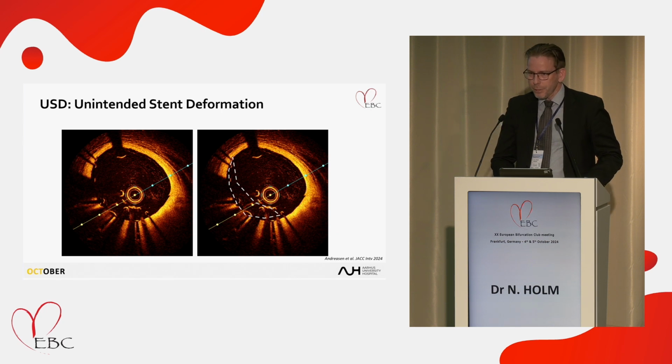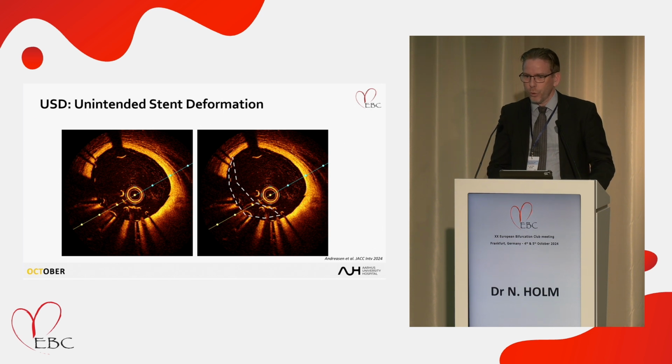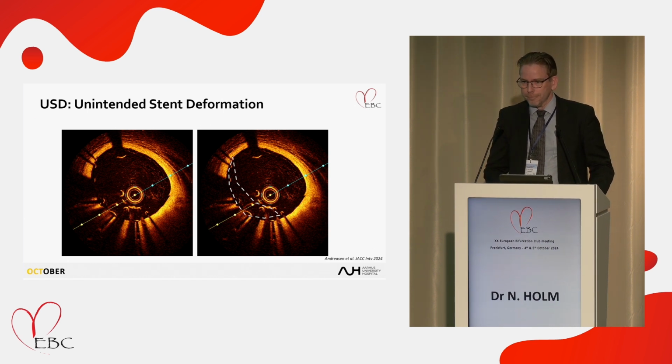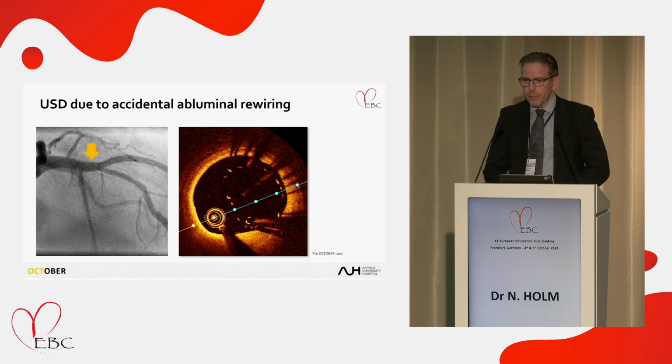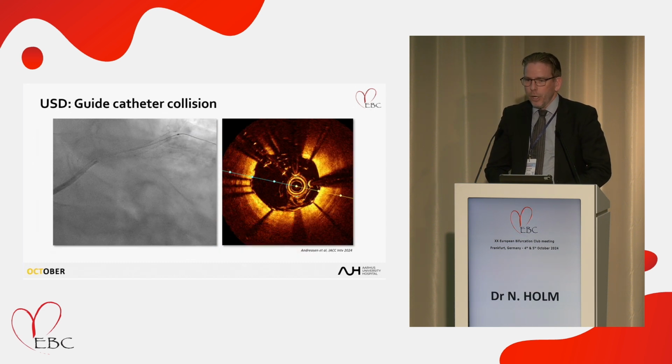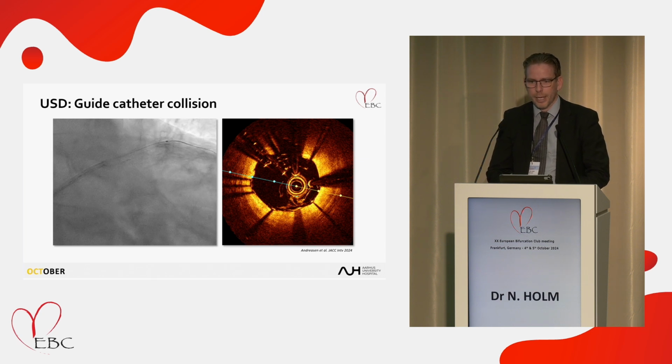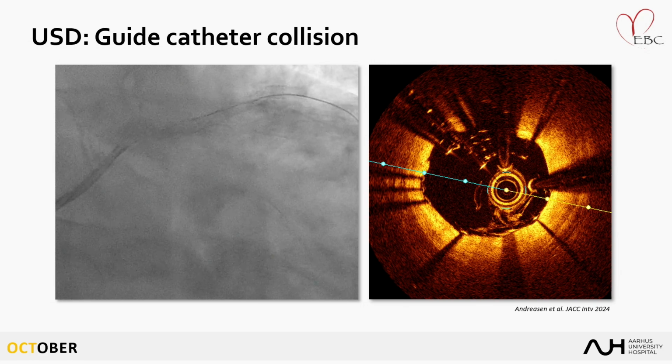So when we do bifurcation PCI, we frequently intentionally deform our stents, but this talk is about when we do it unintentionally. There are several mechanisms, but two main mechanisms. One is the accidental abluminal rewiring, as in this case, where the wires are outside in a malapposed stent. If you inflate a balloon now, you will crush the stent. The other main mechanism is guide catheter collision. You can see it here on the angiogram to the left. The guiding catheter is pushed forward and the stent is longitudinally compressed.